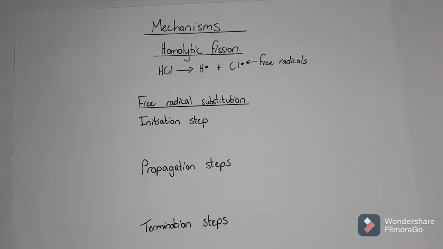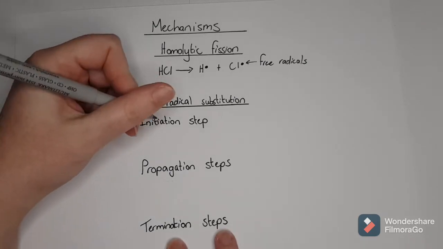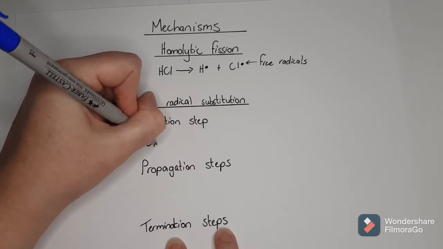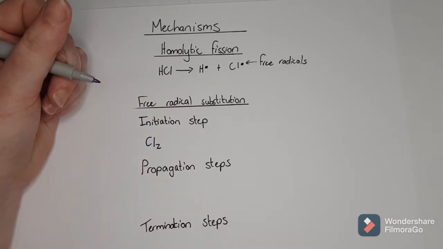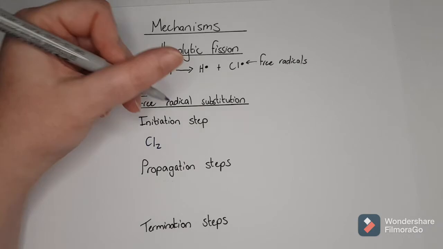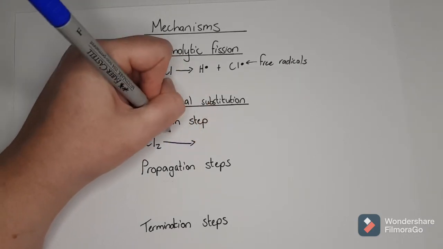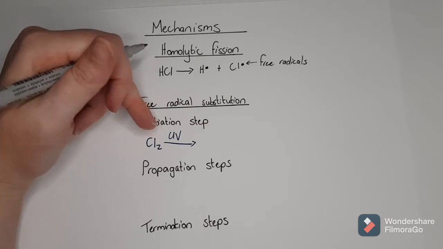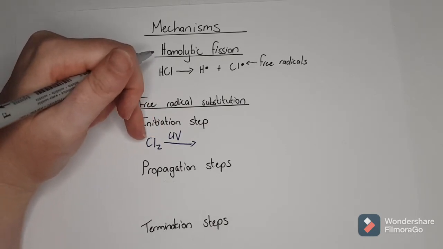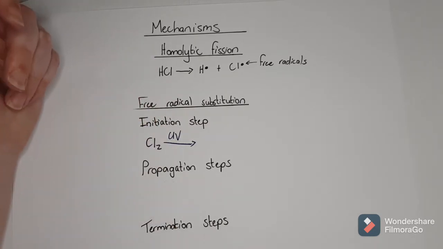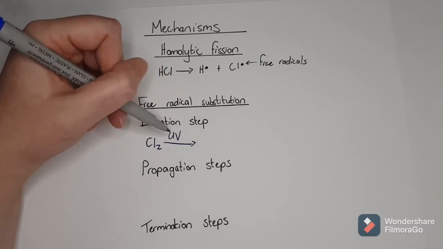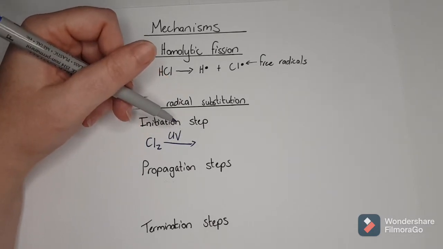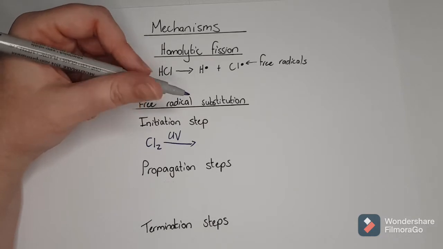So the initiation step, the very first one that we need to go through, is if I have any halogen, I'm just going to use Cl2 for example, and it comes into contact with UV light. UV light gives it enough energy in order to break the bonds to react. So it has to be under UV light. If there's no UV light, it's not going to react because it doesn't have enough energy.